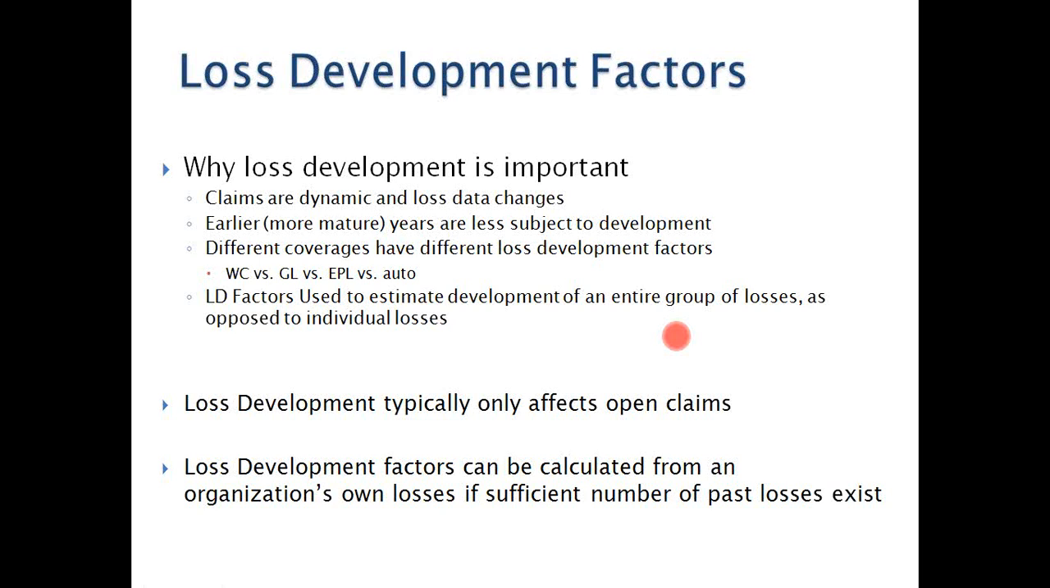So again, why is loss development important? And this is really one of the key concepts you need to understand for the exam, is that claims are dynamic and loss data does change. Usually we end the year for the university around $21, $22 million in workers' comp. By the time everything's said and done, those claims are probably going to close at close to about $42 to $45 million. So as data changes, and the more mature it is, the less subject to development it is.